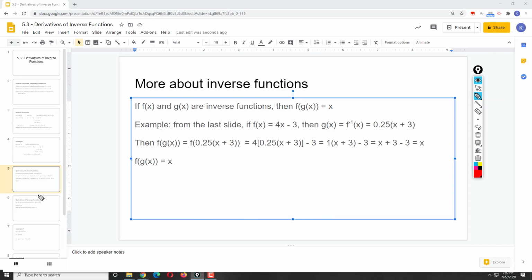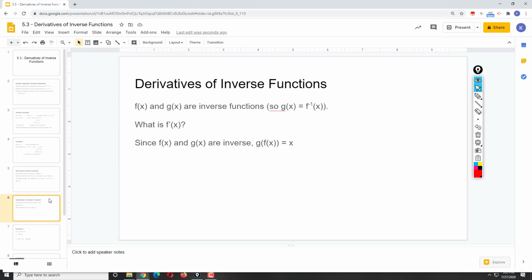Okay. Next, this is calculus. So we're going to talk about the derivatives of inverse functions. Let's say that f and g are inverse functions. What is the derivative of f of x, f prime of x? Well, we saw from the last slide that if f and g are inverse, then g of f of x equals x.